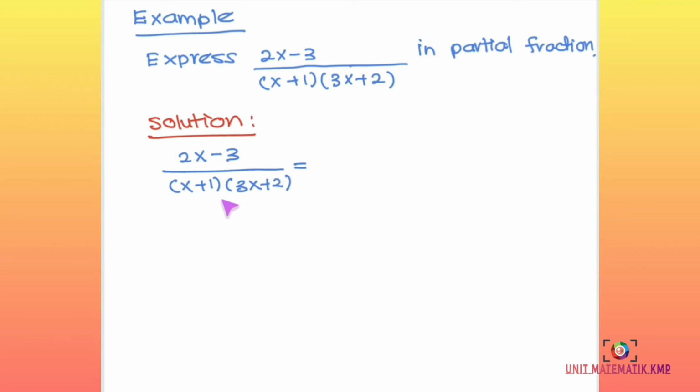Here we have two factors. Let's check the types of denominator. The first factor is linear, so if we want to split into partial fractions, it should be A over (x + 1). The second factor is also linear, so it should be a constant on the numerator, so B over (3x + 2). This is our first step.